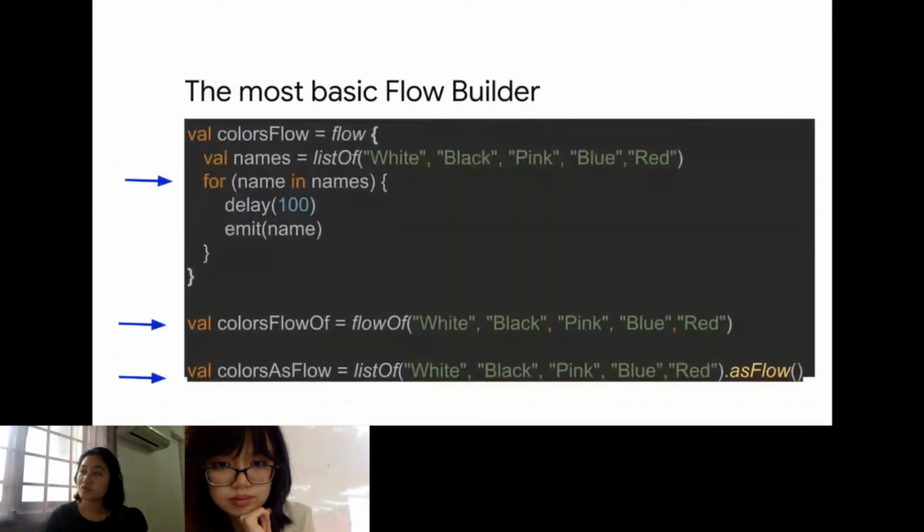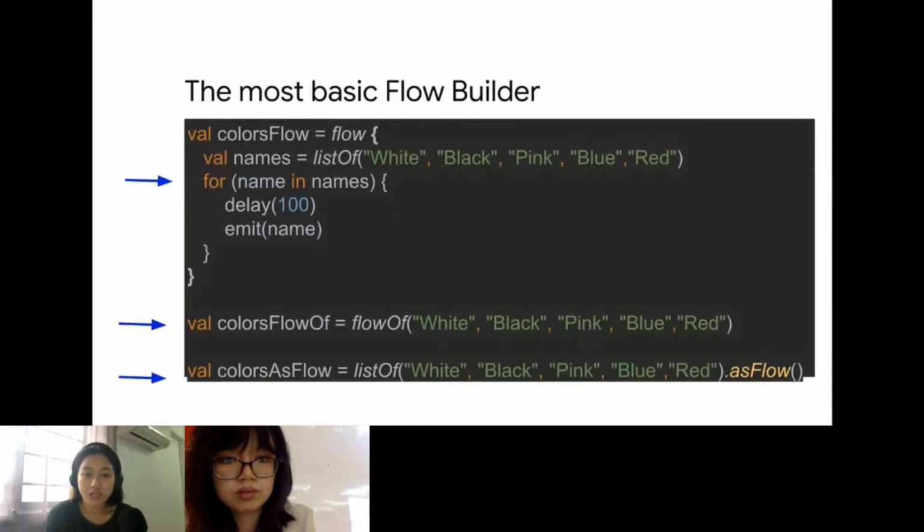This is the most basic flow builder, using flow to create a flow from a suspendable lambda block. Inside the block, you declare names, assigning it a list of names. Next, you use a for loop to go through the list of names and emit each name after a small delay. The flow uses emit to send values to consumers.